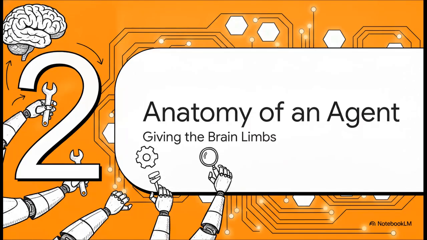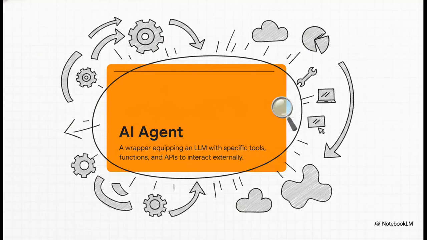Section 2. Anatomy of an agent. This is where we give the brain its limbs. So how do we actually solve this paralysis? Well, we enter the second phase of our engineering stack, the agent. An agent is essentially a software wrapper. It encapsulates the large language model and equips it with specific programming functions, APIs, and tools. Through very carefully engineered system prompts, the agent is given overarching directions about its exact role and the specific capabilities it has at its disposal. It completely bridges that gap between the isolated neural network and the external digital environment.